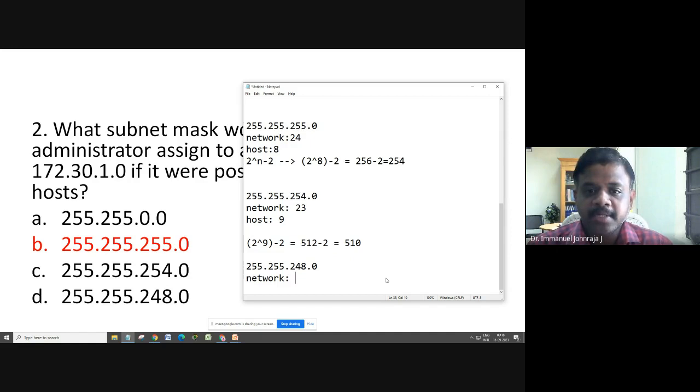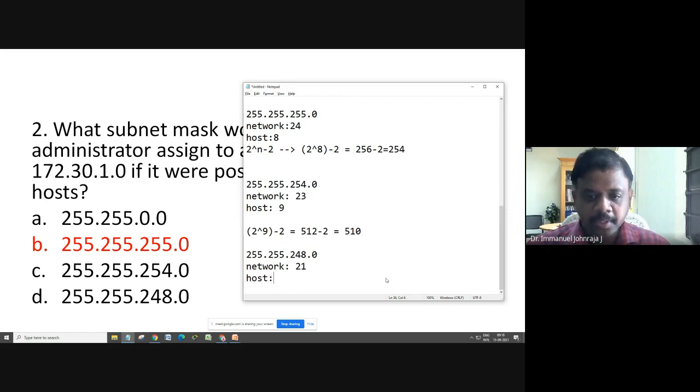So you got 8 plus 8 plus 248. 248 means another 3 bits are gone, so it is going to be 21. So for the host bits, it's going to be 11. Yes, it's going to be 11 bits.